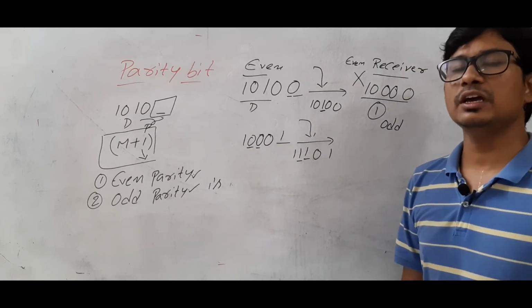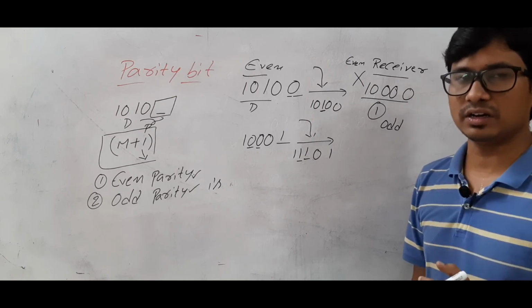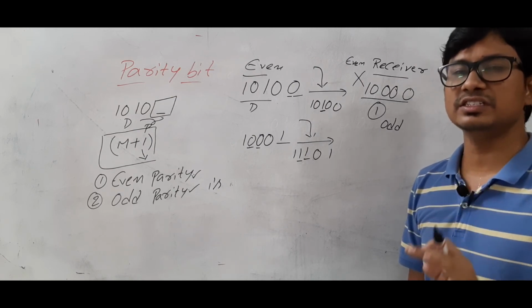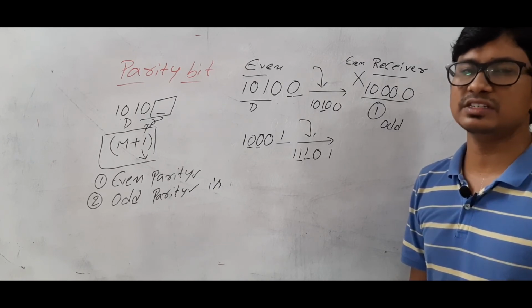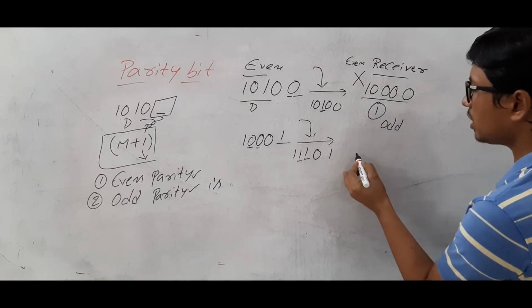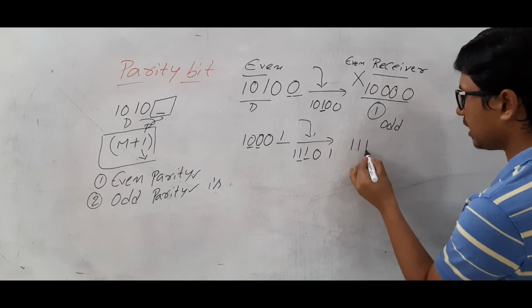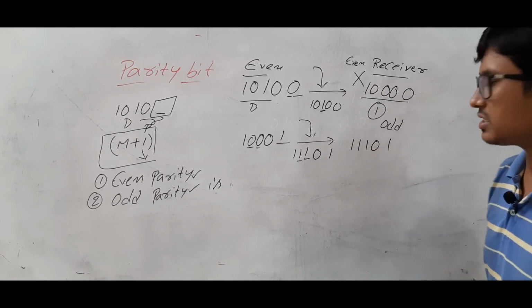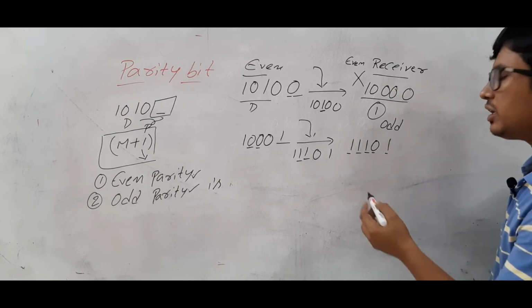Now we will check whether the receiver is able to identify the errors or not. If it identifies that there is an error, then it will reject the packet. If it is not able to identify the error, then it will accept it. Okay, now what will the receiver do? Again, it will use the even parity mechanism. The receiver has received this data as 11101.